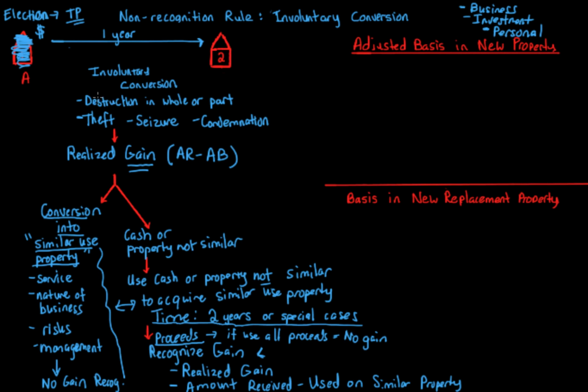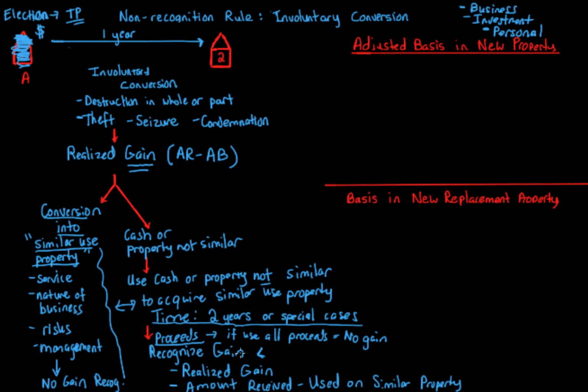So the next example, what if A gets the same amounts, gets $450,000 cash, there's a realized gain of $100,000, A buys a house, let's say for $350,000, and then acquires another house that's not similar in use. Let's go through the analysis. So we go through all this. We're down here again. The proceeds. If we use all the proceeds on the similar property, no gain. Well, we didn't do that.